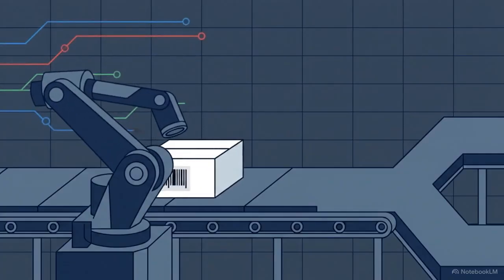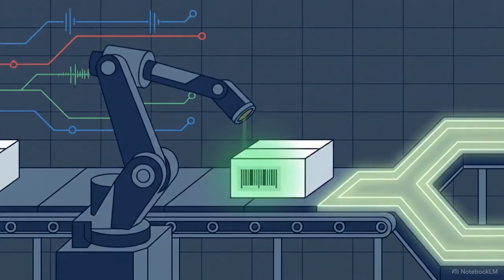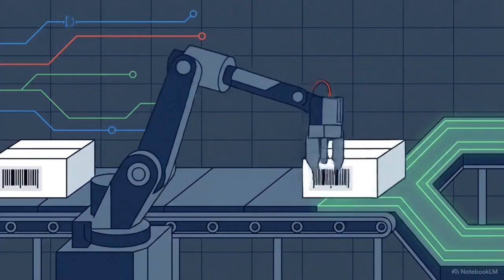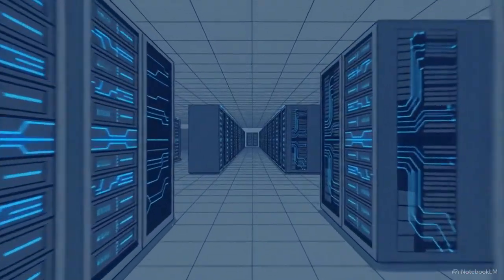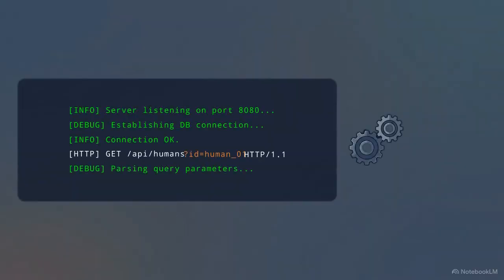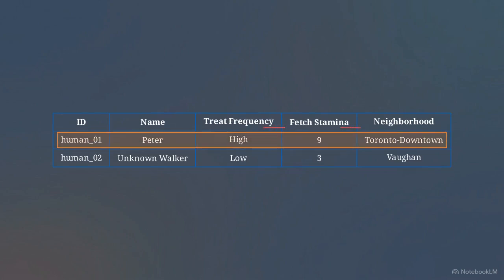Because services act as infrastructure for automated data, strict identity verification at the network perimeter is the absolute prerequisite for distributing intelligence to autonomous devices. Once the API key clears the security gate, the request moves into the centralized cloud service backend engine. The server's routing logic parses the incoming query parameters. It reads the target identifier, specifically looking for the string human_01. This triggers a search of the storage layer. The service extracts Peter's metrics, isolating precise data points, high treat frequency, and a fetch stamina of 9.